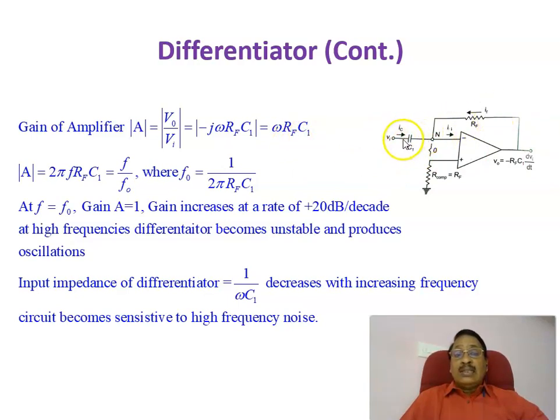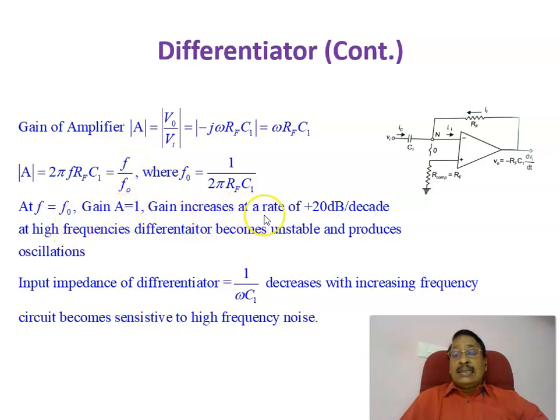Rf is the feedback resistance, C1 is the input capacitance. Omega equal to 2 pi f, therefore the gain is equal to 2 pi f into Rf into C1. This can be written as f divided by f0, where f0 is given by 1 by 2 pi Rf into C1. The gain is given by f divided by f0. As the input frequency increases, the gain increases because it is proportional to the frequency. At f equal to f0, the gain equals unity.